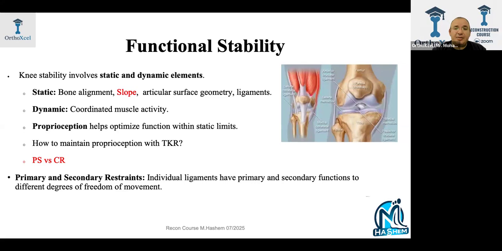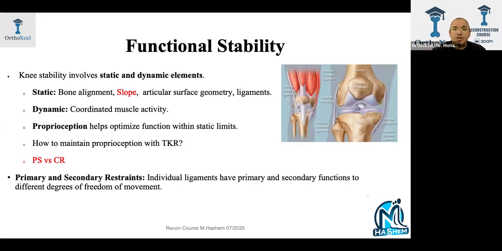Proprioception is very, very important, especially for the knee, because proprioception helps in all the mechanisms we explained before. It is responsible for the rollback mechanism, for the screw home mechanism, and even for the functional stability and the muscle balance to maintain the patellofemoral and the tibiofemoral joints.